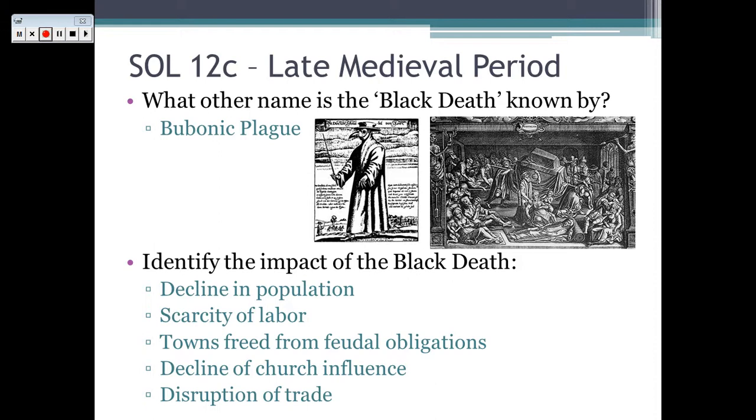We have a scarcity of labor. Most of the people who are dying with the bubonic plague are the poor, the serfs, those living amongst the trash where rats can get to them, which is going to cause labor to go. Towns are going to be freed from feudal obligations as they no longer have the labor to provide them. We have a decline in church influence as prayers are going unanswered, and we have the disruption of trade throughout the region.